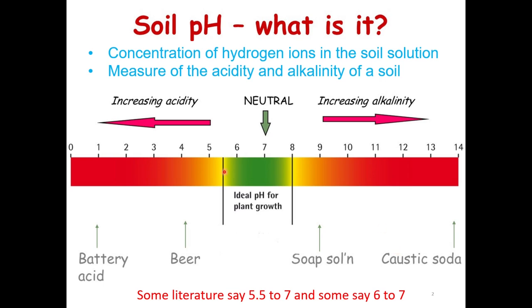Though this figure says that the ideal pH for plant growth is between about 5.5 to 8, this range would differ from literature to literature. You may find this range between 5.5 to 7 in some literature, while some will say 6 to 7. But the overall meaning is that the majority of the plants like neutral soil pH, that is close to 7.